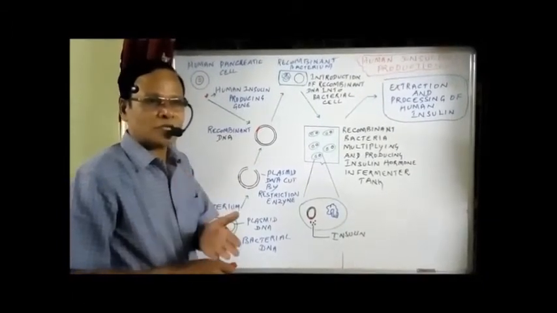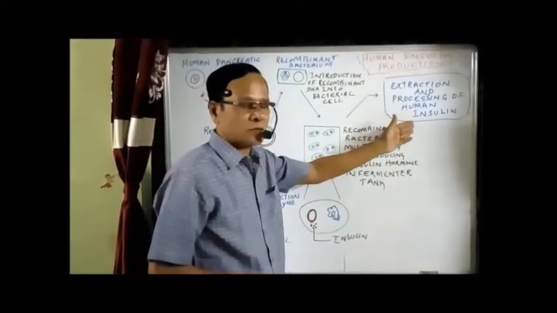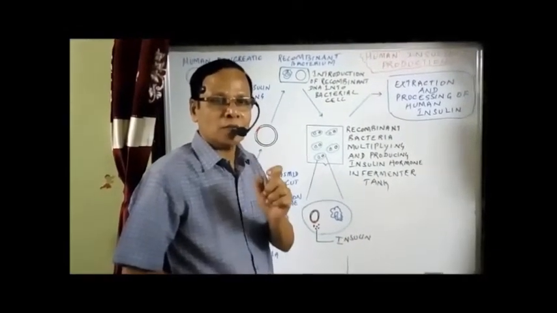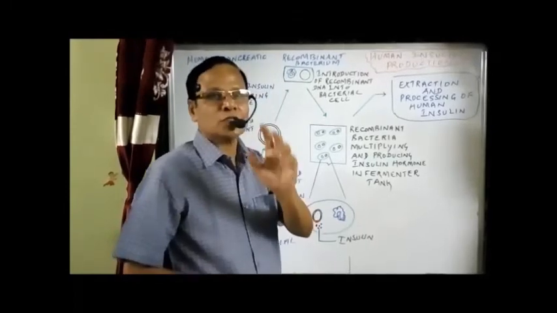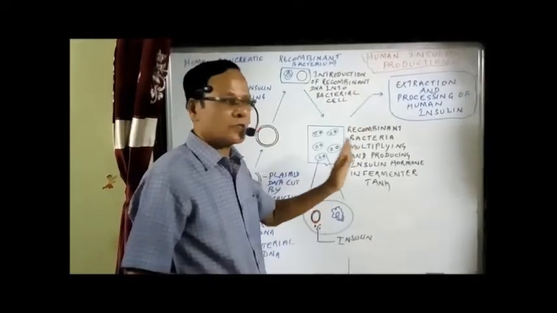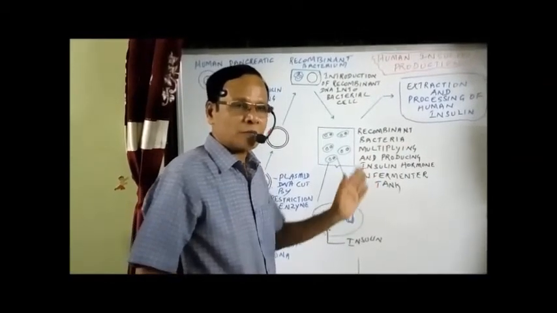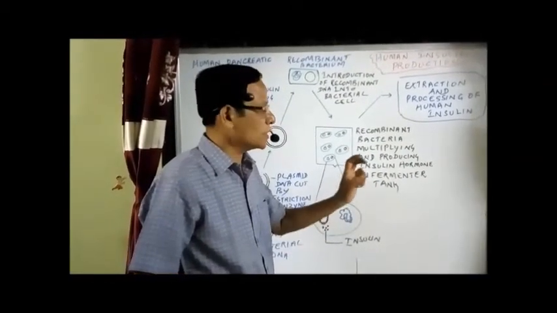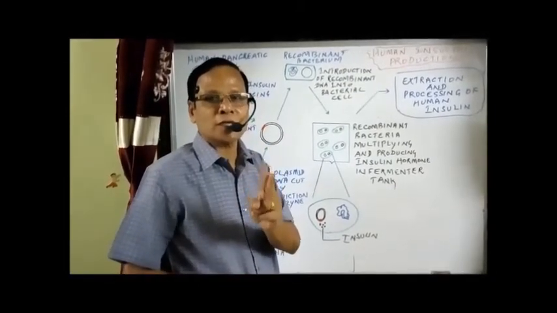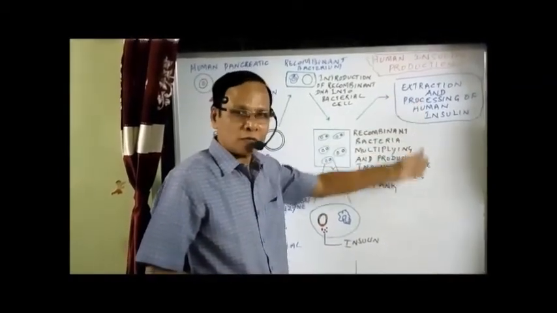Preproinsulin has the chains and the leader sequence. The next step is extraction and processing of human insulin: removal of the leader sequence and removal of the C chain to get the polypeptide chains of the insulin hormone, as shown in the diagram. First we get preproinsulin. From that we remove the leader sequence to get proinsulin. From that the C chain is removed, and we get the insulin hormone with only two chains, linked together by disulfide bonds. That is the product we obtain. I already drew the diagram of extraction and processing of human insulin separately.